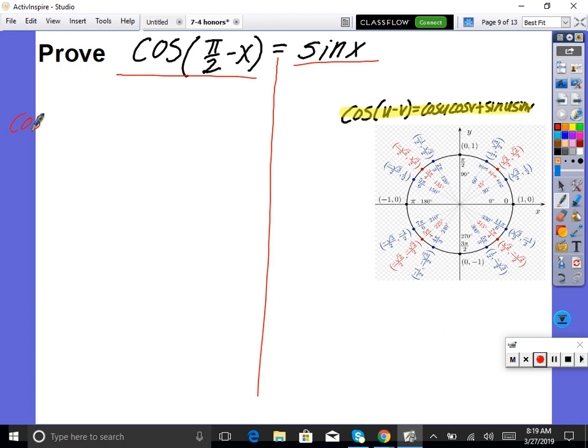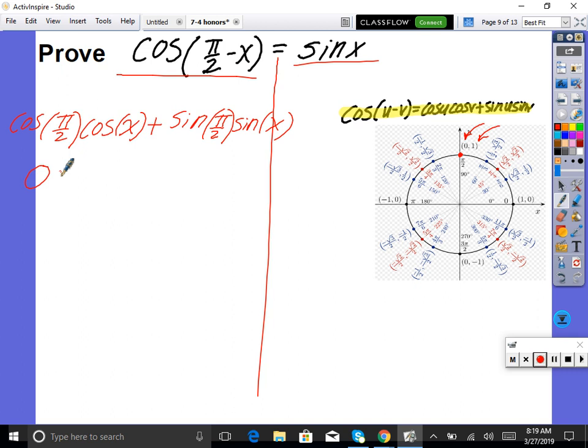So won't it be cosine of pi halves, cosine of x, and then, since cosine has opposite signs, I'm trying to memorize these formulas, plus sine of pi halves, sine of x? That's how we would rewrite it. Now actually calculate what you can. The cosine at pi halves, right, here's pi halves. Cosine is x, sine is y. The cosine at pi halves is 0, right? Yes?